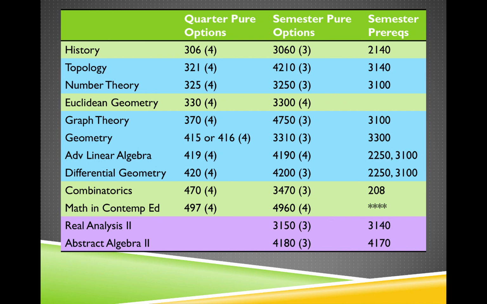There are 2 new courses being added to the list to make up for the loss of those courses. Real Analysis 2 and Abstract Algebra 2. So these are similar to the current 315, 418, which are required now. They're not going to be required anymore on semesters, but they will be option courses, and they have the natural prereq. Just as 314 is a prereq for 315, 3140 will be the prereq for 3150.